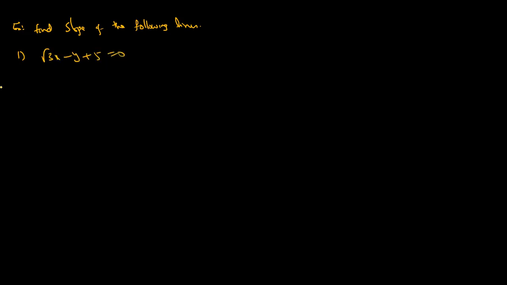One more question. Find the slope of the following lines. 1: root 3x minus y plus 5 is equal to 0. 2: x minus 2y is equal to 0. 3: 1 minus 2x is equal to 0. 4: minus 5 plus 2x plus 1 is equal to 0.